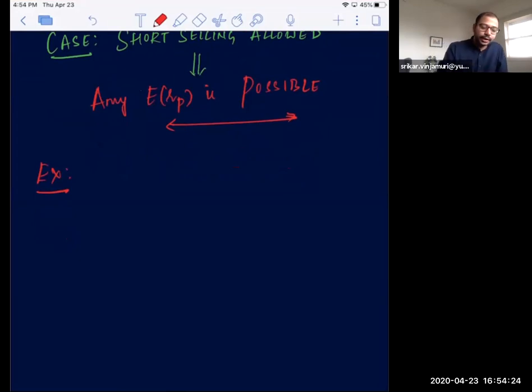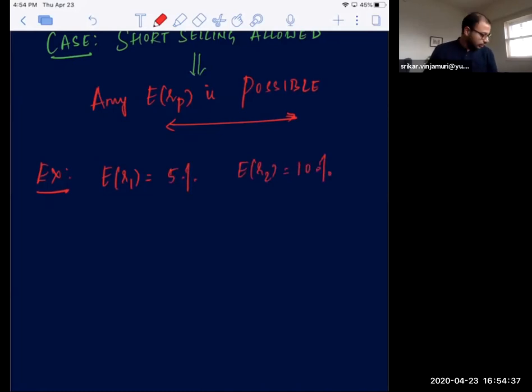Suppose we have 2 assets, the expected return on the first asset is 5%, and the expected return on the second asset is 10%. So that's basically what we have, right? I have only 2 assets to choose from. One will generate 5% on average, the other will generate a 10% return on average.